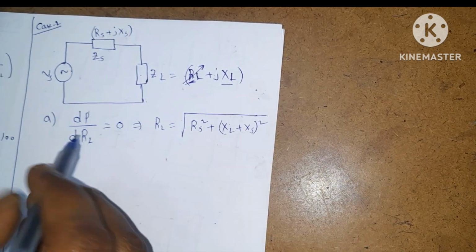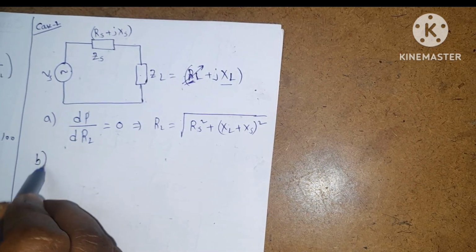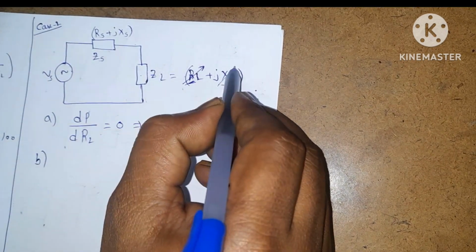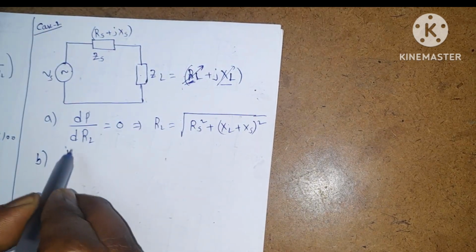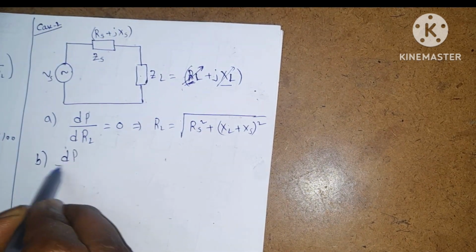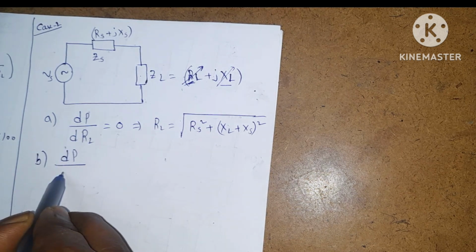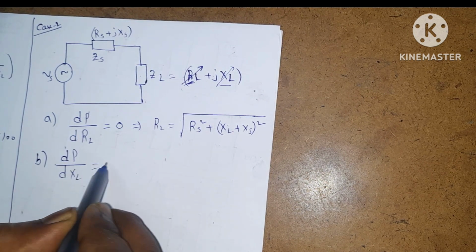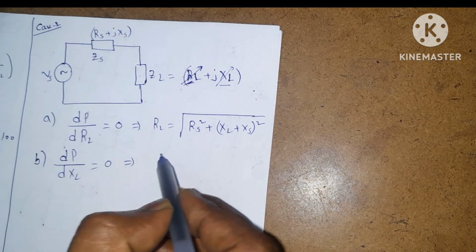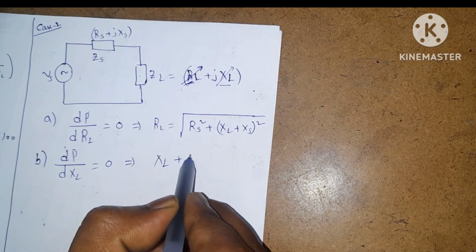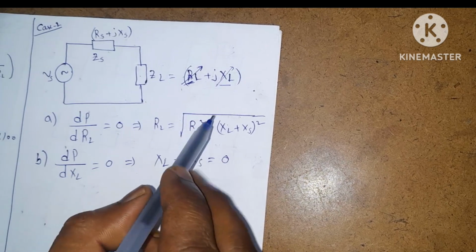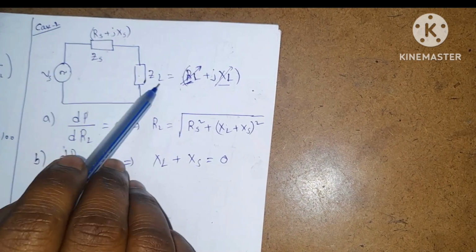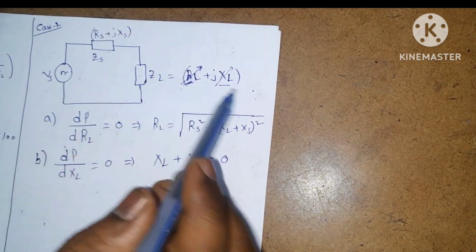whole square. The second case is if only XL is variable and RL is constant. To get the condition, differentiate power with respect to XL and make it 0. Then you will get XL plus XS equal to 0. These conditions are for transferring the maximum power from source to load when the load is varying.